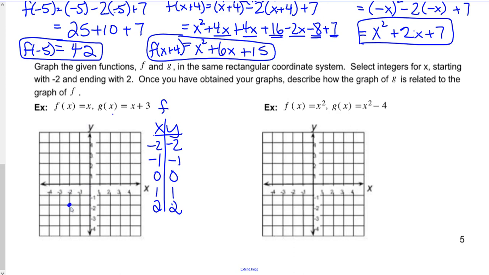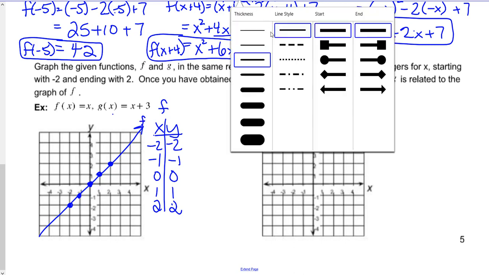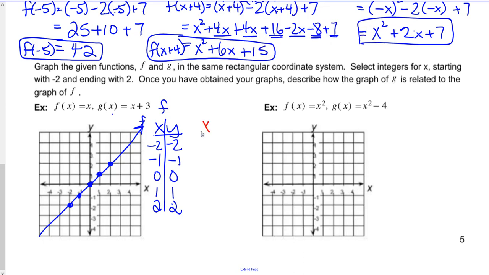-2, -2 is this guy. -1, -1 is this guy. Here is my 0, 0. Then I'm going to go over 1, up 1 for my 1, 1, and over 2 and up 2 for 2, 2. And I'm going to end up connecting those as best I can. And that is my f function. So sometimes we put a little f at the end there. Now I'm going to come back in a different color and evaluate the g function that we have here.